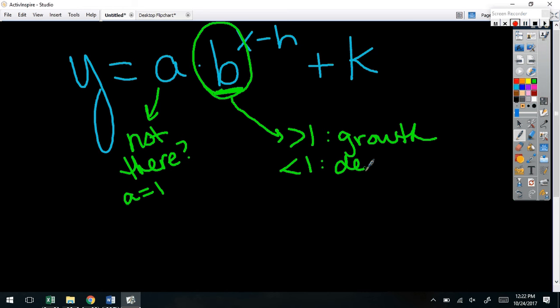What in the world? My pen quit. There it goes.